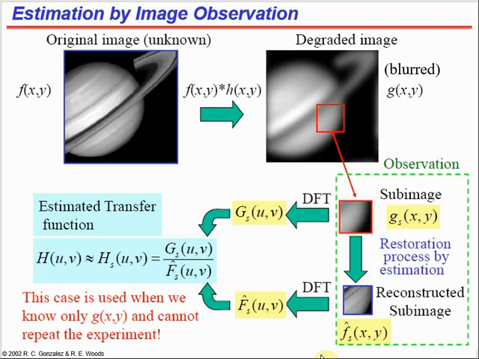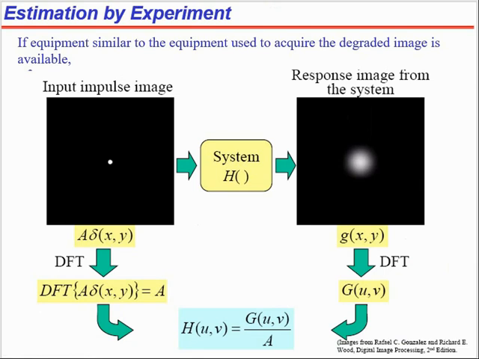Then, assuming that the effect of noise is negligible because of our choice of a strong signal area, it follows from the equation. From the characteristics of this function, we then deduce the complete degradation function h of u comma v based on our assumption of position invariance. Clearly, this is a laborious process used only in very specific circumstances, such as restoring an old photograph of historical value. Next is estimation by experimentation.